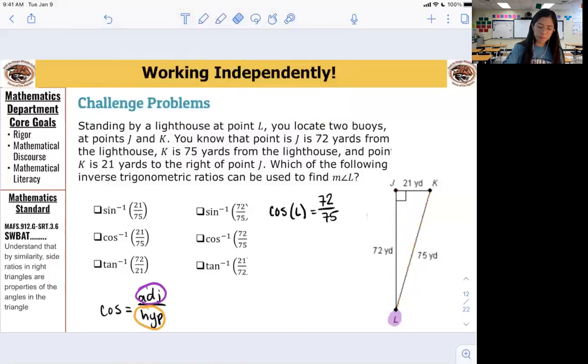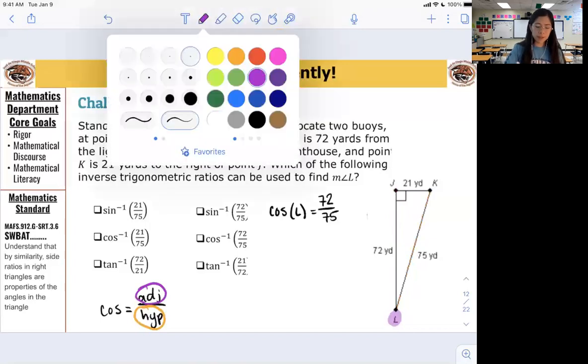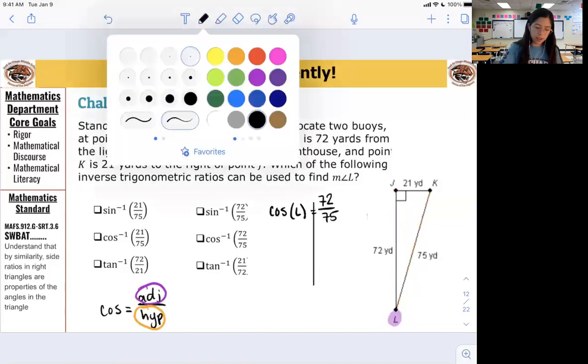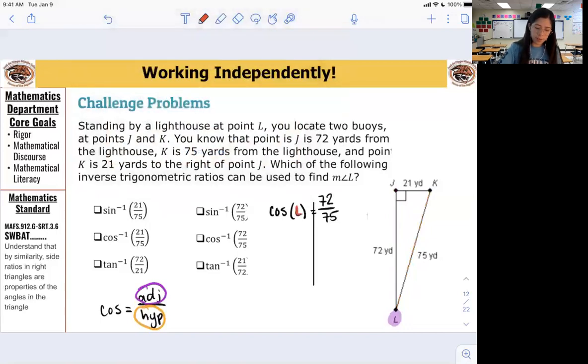Well, if I want to figure out the actual measurement of L, all I need to do is look at this little equation I've set up for myself. The L, you can think of it like it's trapped inside of those parentheses. You got to get it out of there. The only way to get the L out of there is to take the inverse cosine of both sides. So that's what the inverse means.